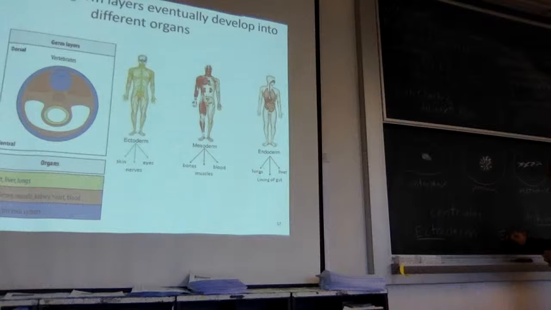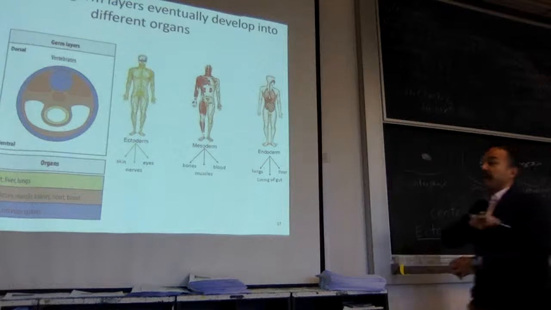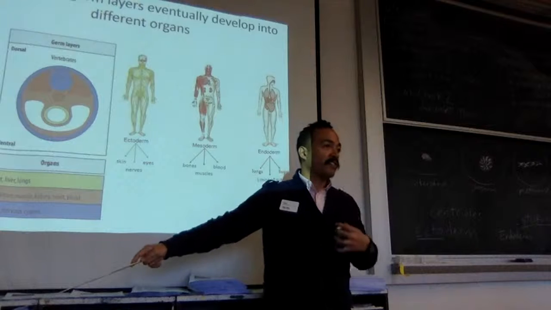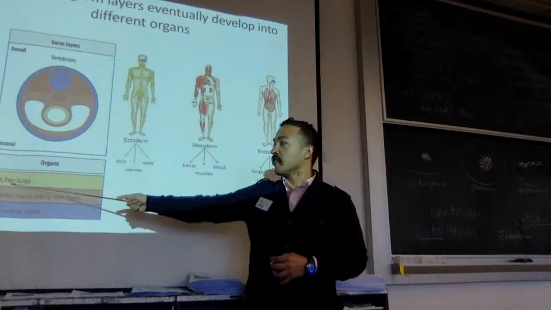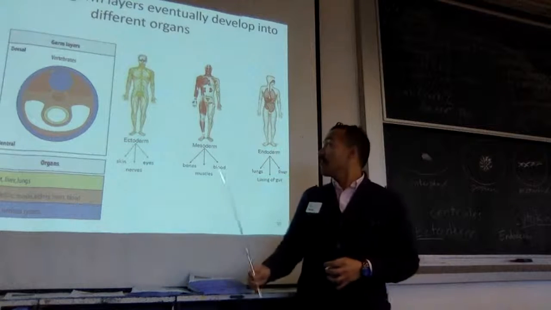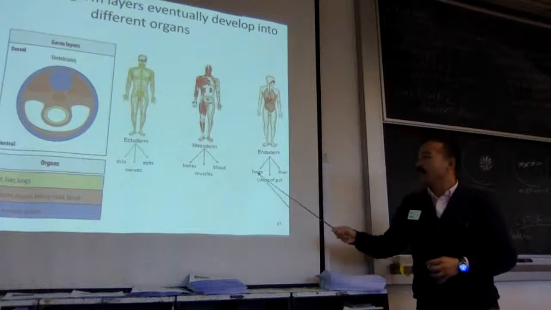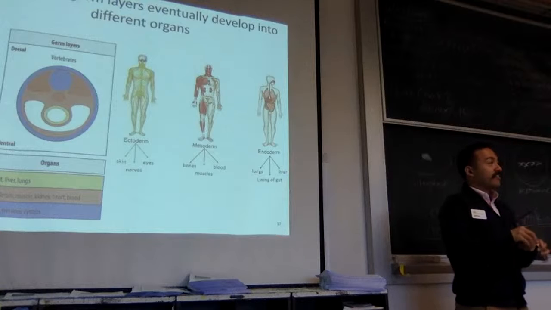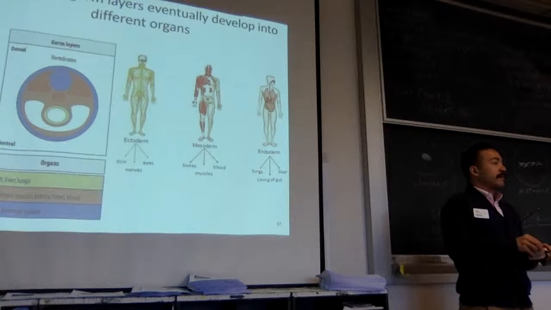The endoderm, since it's the inner lining, it becomes things like your gut, so like your esophagus, stomach, intestines, liver, and your lungs. The endoderm is whatever's lining a space inside of you, lining spaces.